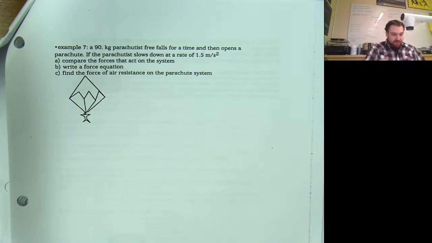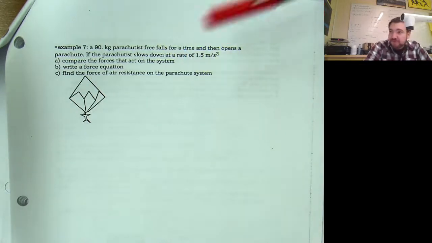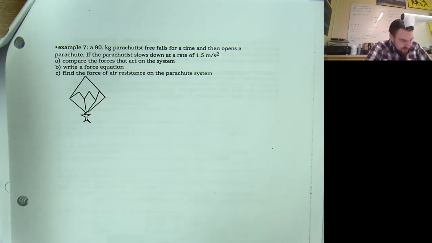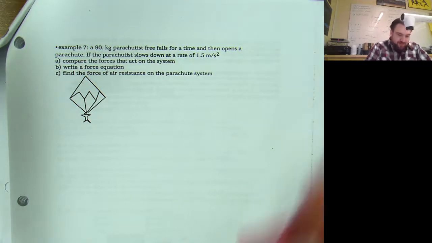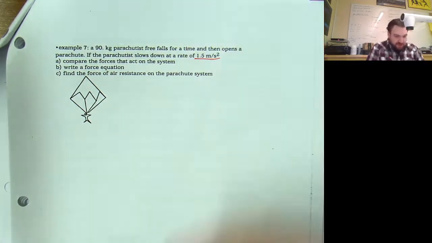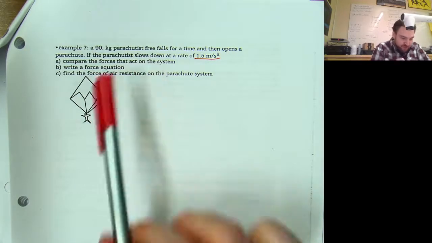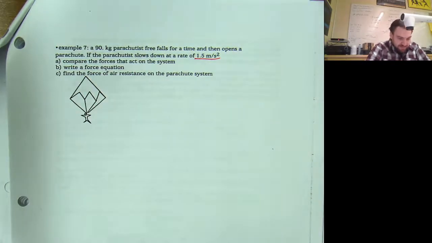We've got this scenario here. A 90-kilogram parachutist free falls for a time and opens a parachute. If the parachutist slows down at a rate of 1.5 meters per second squared, we want to compare the forces that act on the system, write the force equation, and then find the force of air resistance on the parachute system.